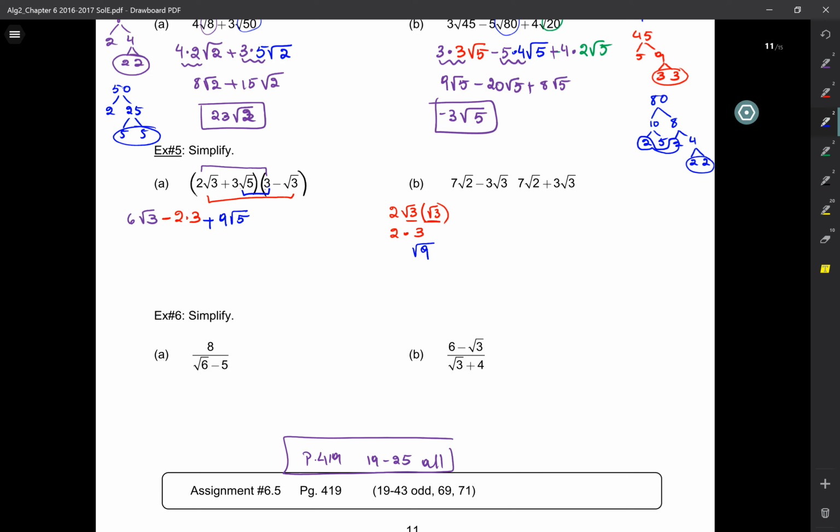All right? Now, the last terms is 3 root 5 times negative root 3. So first of all, is it going to be positive or negative? Negative. And I have, let me go off to the side here, 3 root 5 times root 3. The 3 has nobody to get multiplied with for now, times the square root of what? 15.